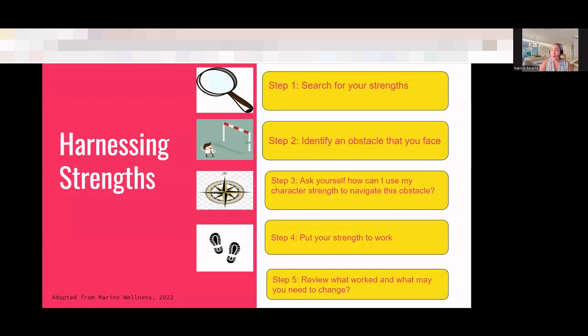So when we go back to helping our students recognize their strengths, in this article, I'm going to go ahead and share it in the chat. This will be a worksheet, if they're open to engaging with you in this conversation, that helps them really think about these things and have a plan of action before school starts. Step 1 is to help them search for their strengths, whatever they may be. Step 2 is to identify an obstacle that they may face. And then step 3, ask yourself, how can I use my character strength to navigate this obstacle? Then you put your strength to work and use this plan. And then you review what worked and what may need to change.